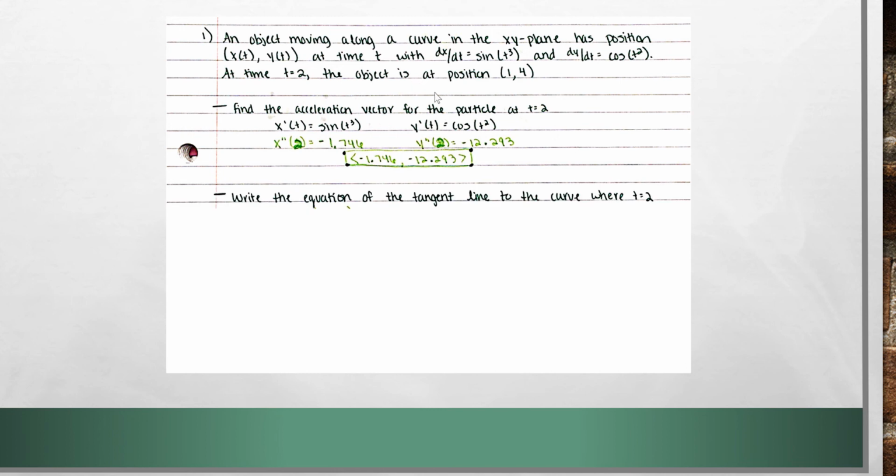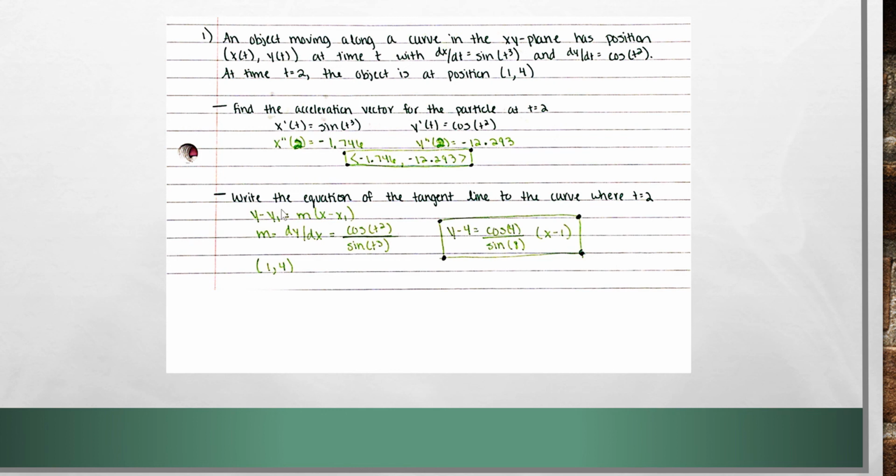The next part of the problem wants us to write the equation of the line tangent to the curve where t equals 2. So to solve this problem, we need to know point slope form, we need to know our slope, and we need to have a point to find the line on. So to find the slope, we're already given dx dt and dy dt, and like we did in the very first problem, all you have to do is divide dy dt by dx dt.